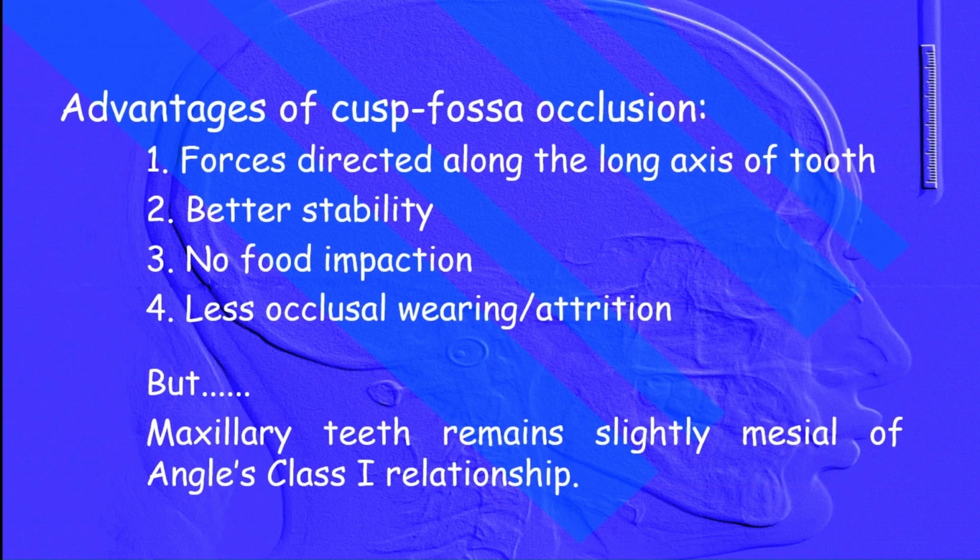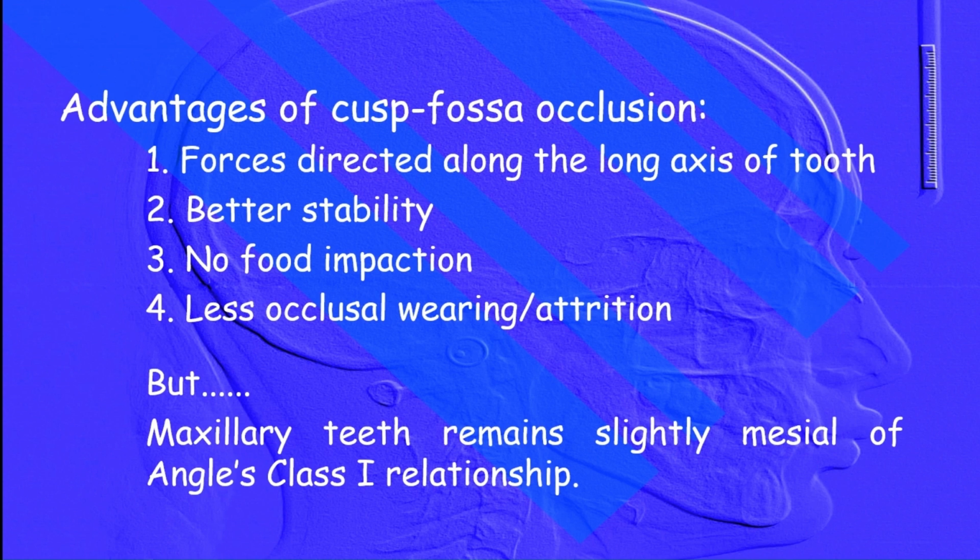The advantages of cusp fossa occlusion are: 1. The occlusal forces are directed along the long axis of the tooth, thus forces are more physiologic in nature. 2. The stability of the occlusion is better. 3. There will not be any food impaction in the interdental areas. And 4. Less occlusal wear or attrition.